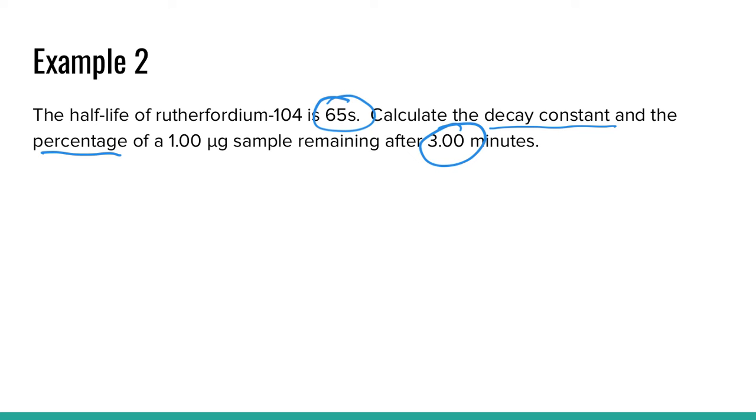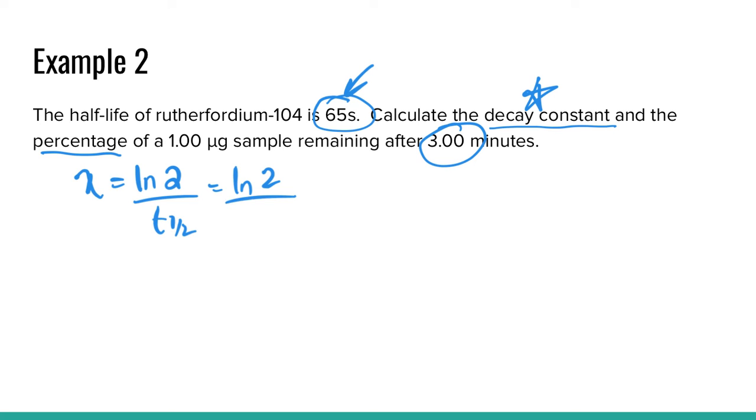So let's start out first. First off, we want to find the decay constant. So we can find that because we know the decay constant is equal to ln 2 over the half-life. So we can take ln 2, and our half-life is already in seconds, so that's great. We're just going to leave it in seconds, and that is going to give us 0.011 seconds to the minus 1. So that's our decay constant done.